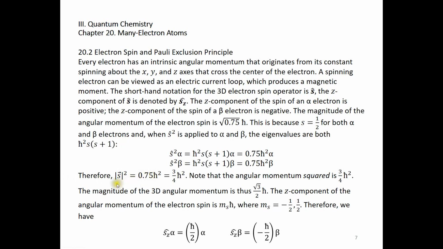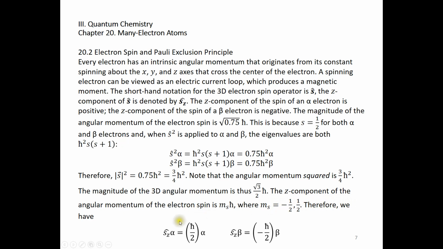We can take the square root for both sides. The magnitude of the three-dimensional angular momentum is thus the square root of 3/2 times h bar, or approximately 0.866 h bar. The z component of the angular momentum of the electron spin is m sub s h bar. M sub s is the z component of the electron spin. M sub s can be negative 1/2 or positive 1/2.